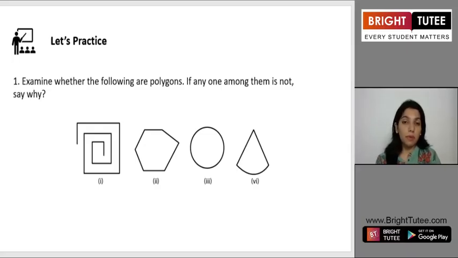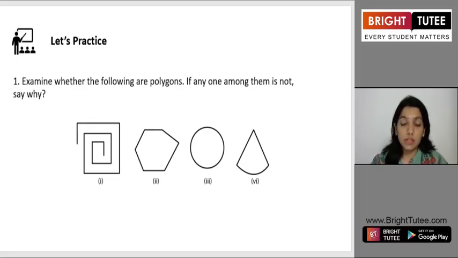I hope you do remember what we learned about polygons in one of the previous classes. We learned that a polygon needs to be a closed shape. It needs to be made up only of line segments. Is that right? And also the line segments shouldn't overlap each other, right? So these were the few things that we learned about polygons. Let's apply that knowledge here.